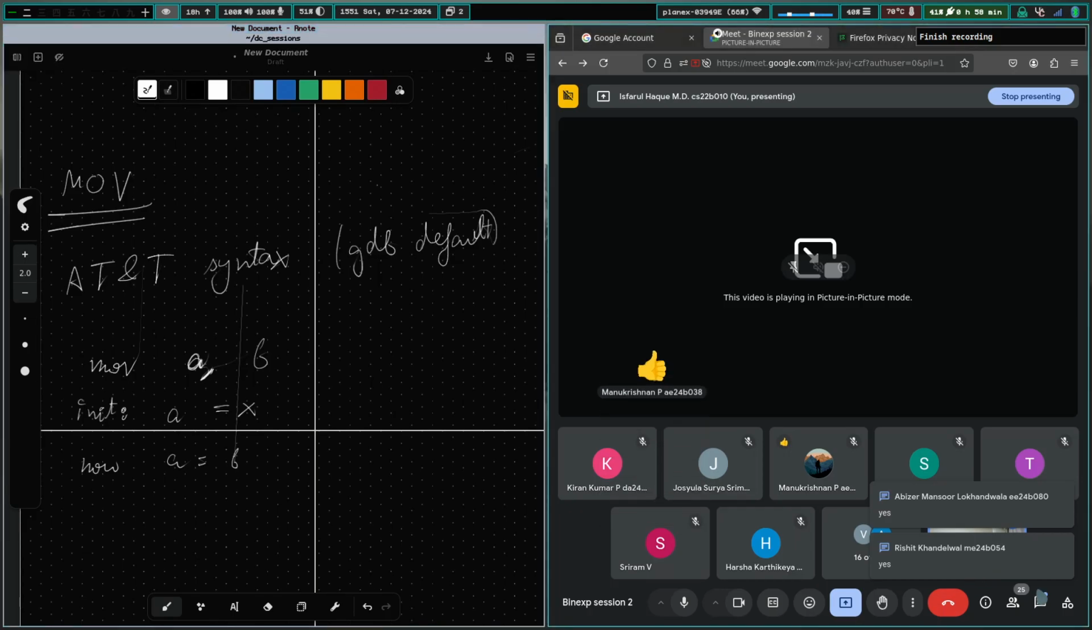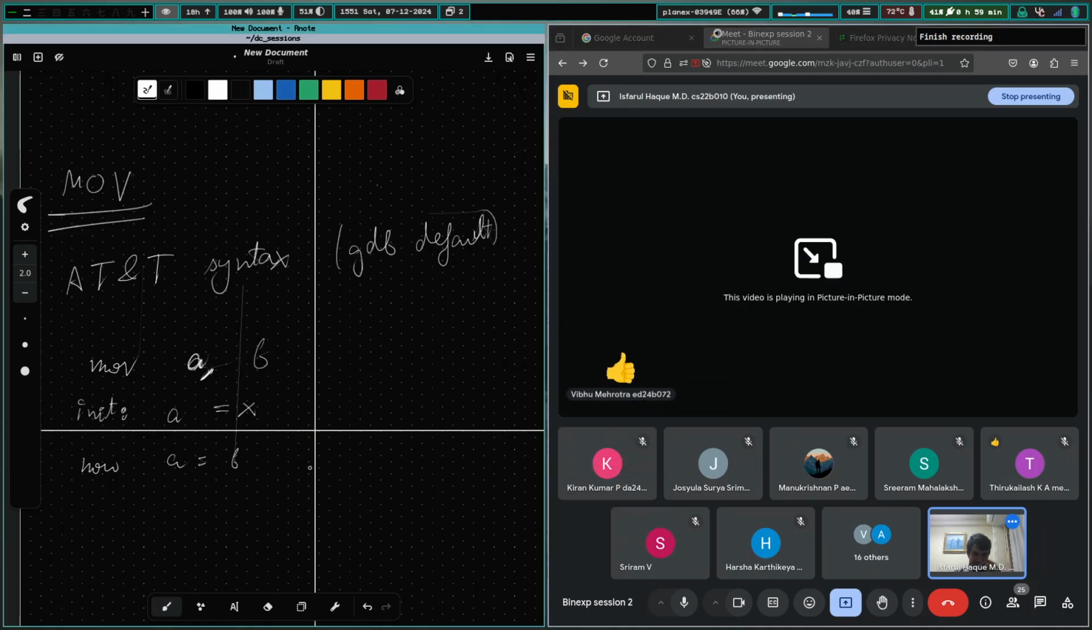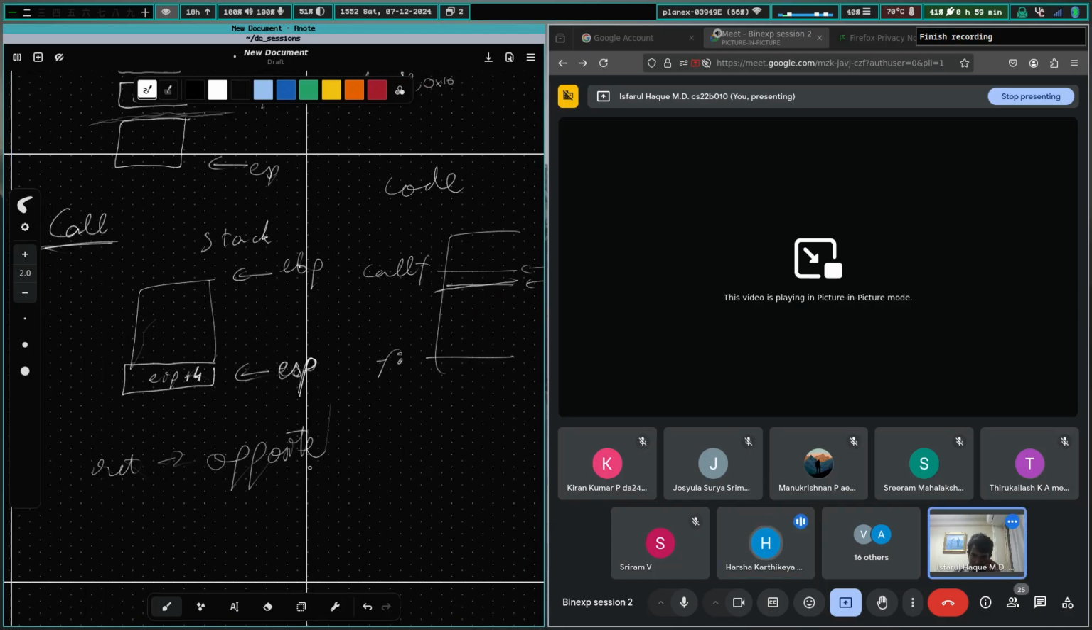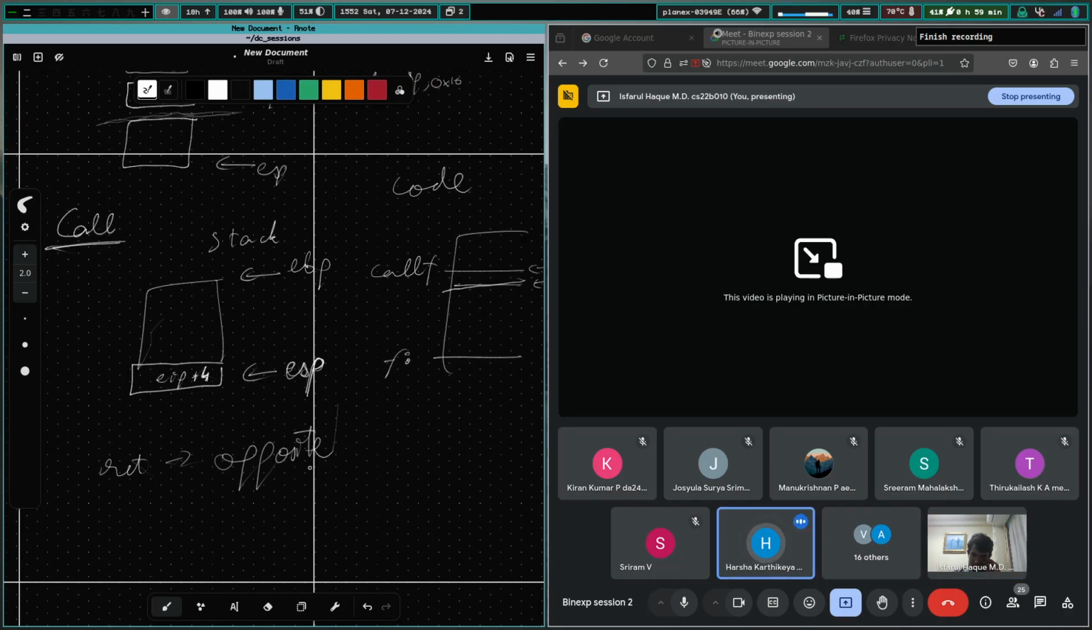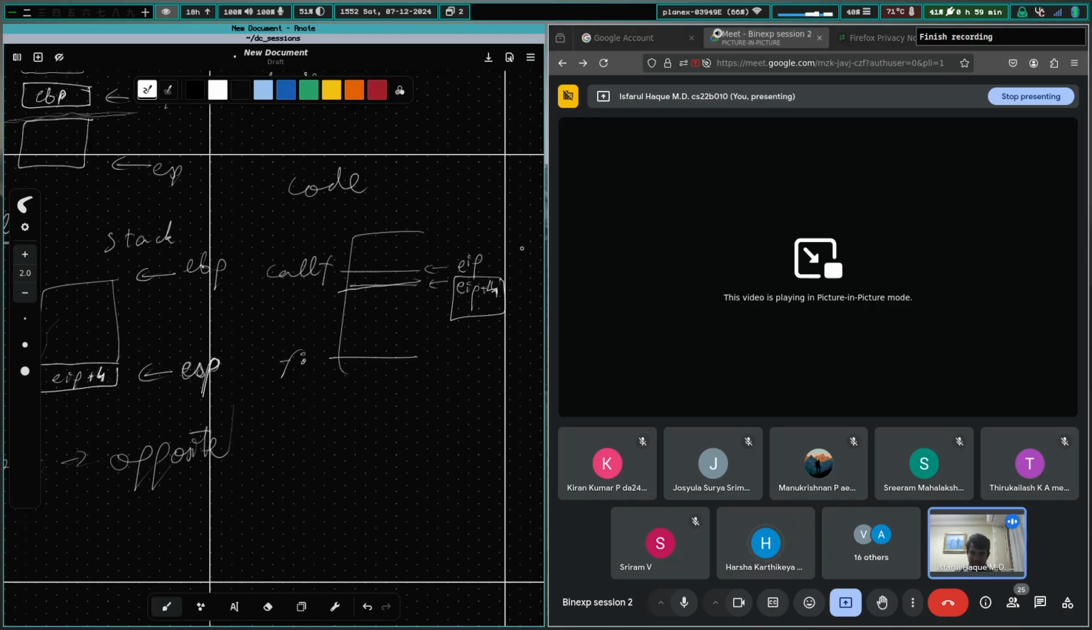Any doubts, anyone? Please feel free to ask. The call F part where you wrote, only after that do the above statements come, right? The move ESP to EBP and so on. Yes. Just to be clear, after call F, those moves come here in F, because once again F decides if it has to create a stack frame or not.